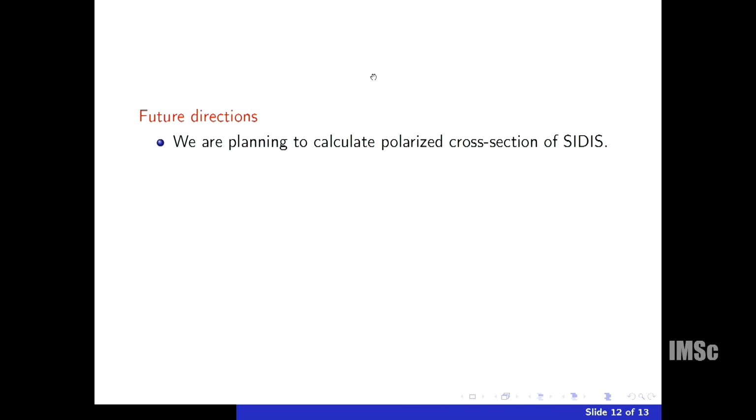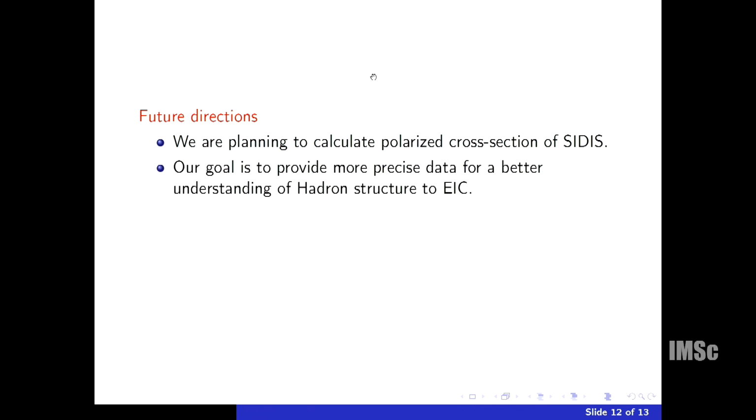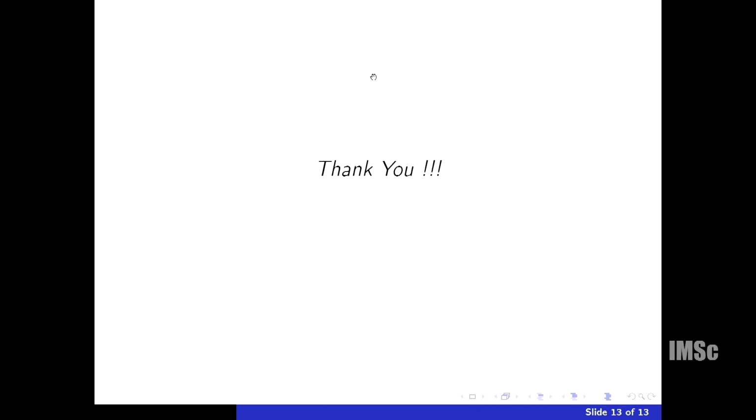And what is the future direction? We plan to calculate the polarized cross section and many other processes. In the initial slide I showed you the intermediate particle as a gamma, a photon. Now one can use a Z particle, and we are planning to use Z or W or more. That is called parity violating. Our goal is to provide better data for the EIC to get more understanding of the hadron structure, and obviously, if we get a better understanding, we will get to know the interaction between partons. Thank you all.